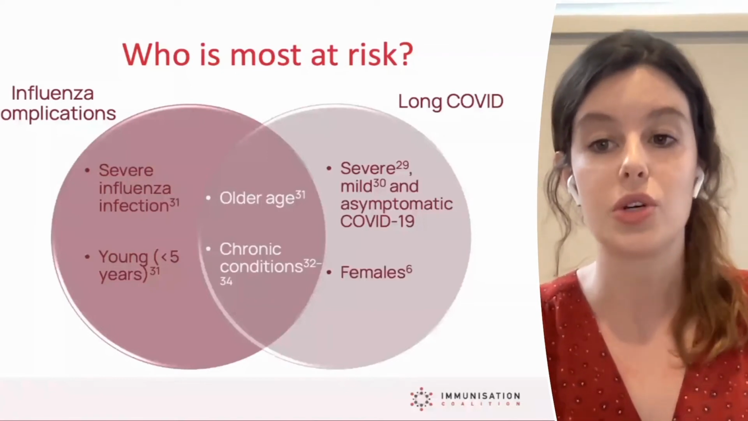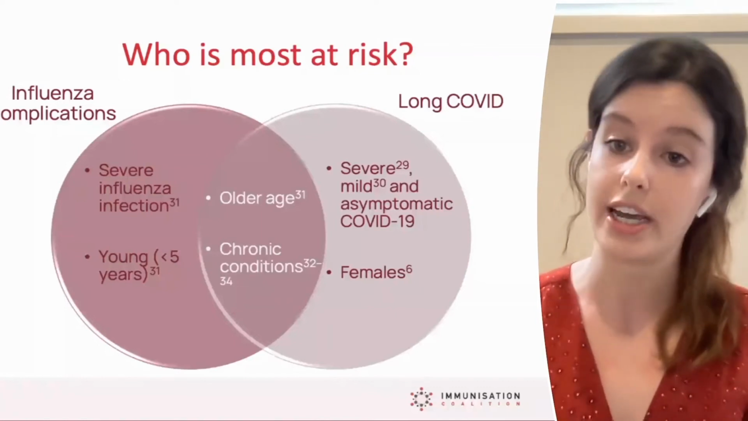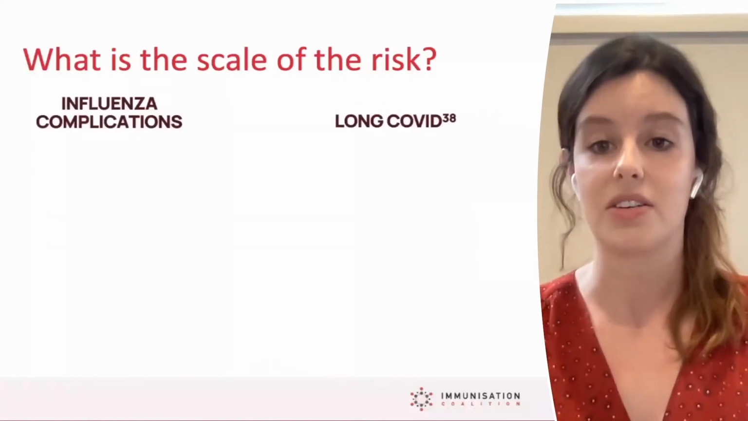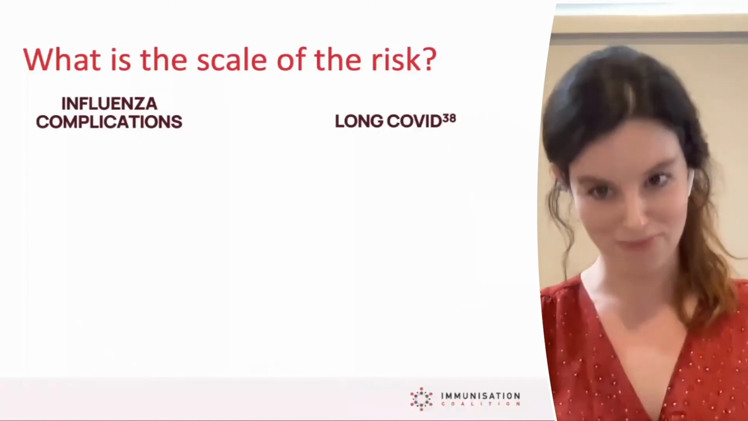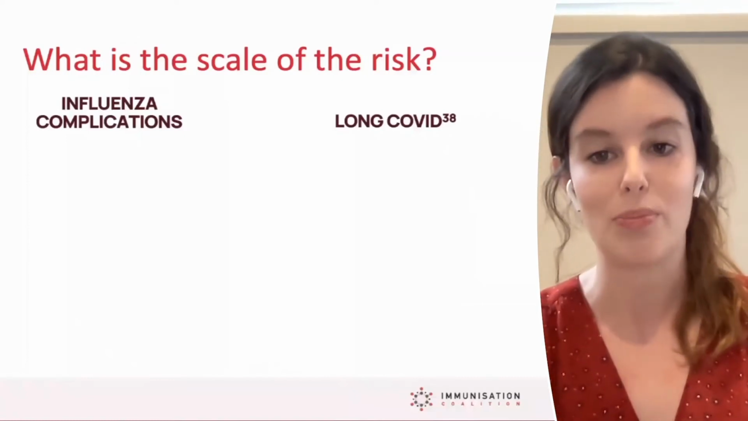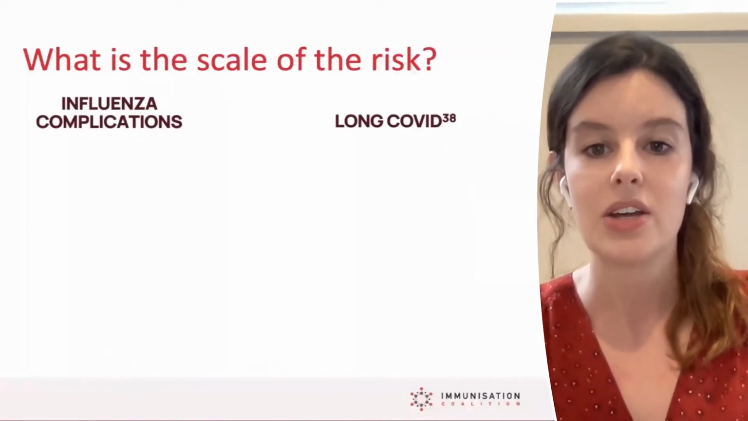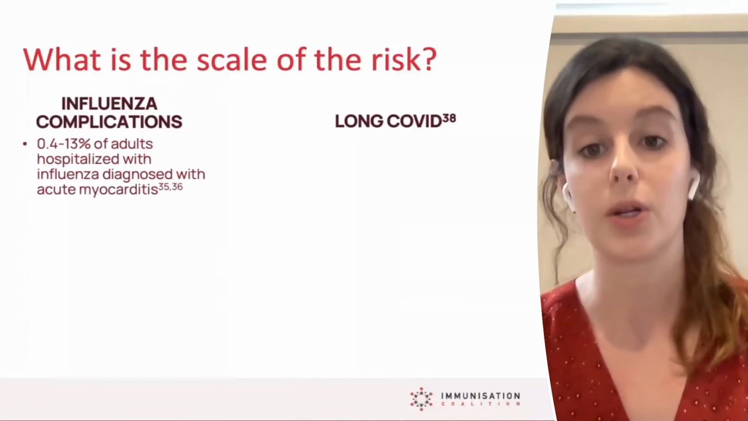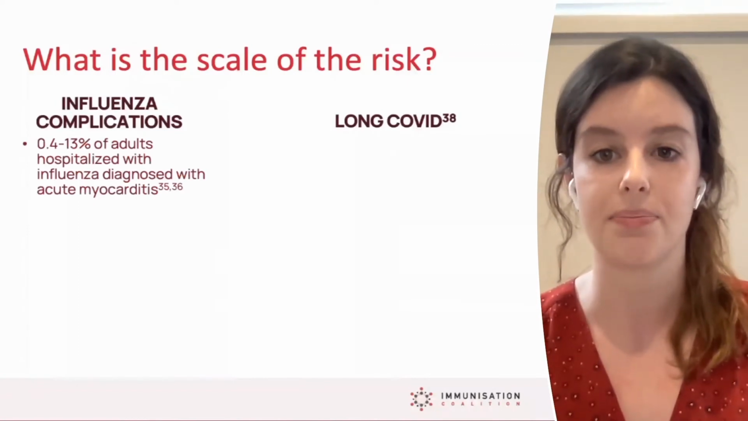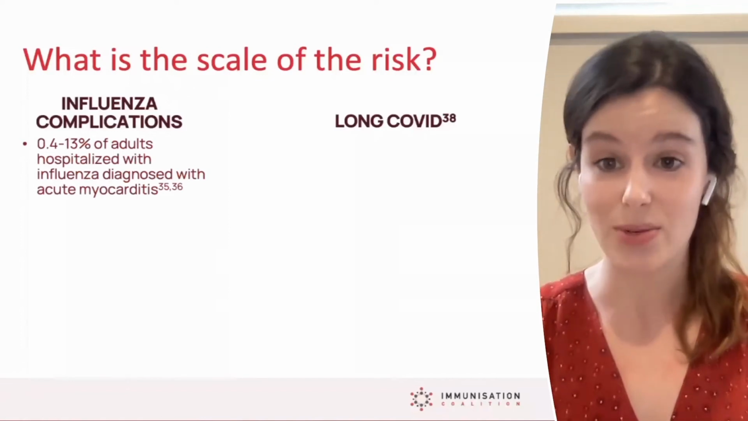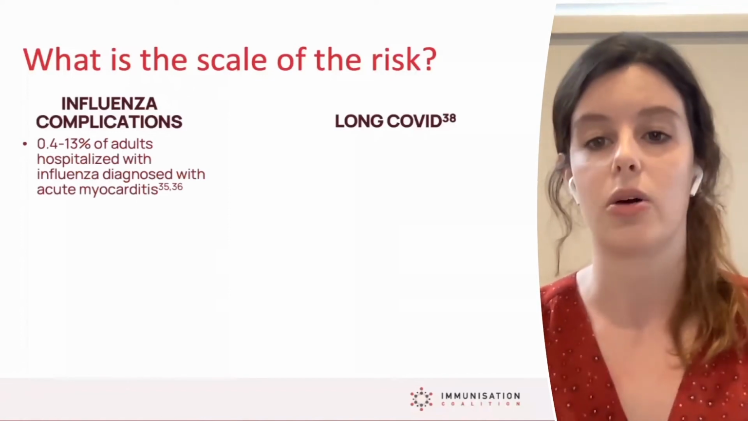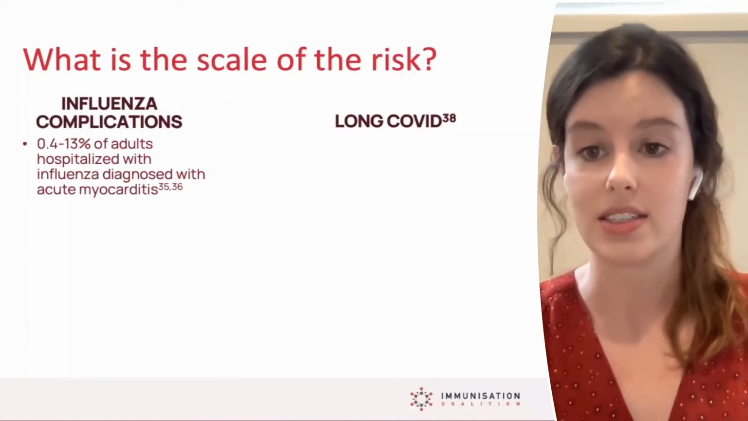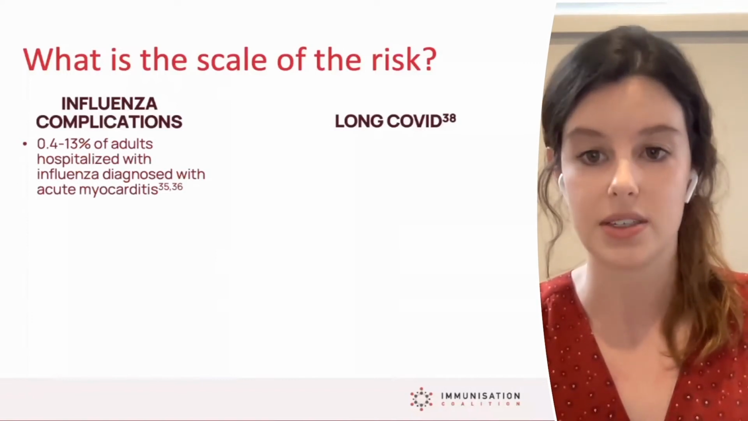Of course, we have to acknowledge the huge difference in scale of who's affected by these complications, simply as a function of how many people are affected by COVID-19 at the moment in comparison to influenza. And we're going to be making some sweeping assumptions here, but these are just very broad estimates to paint a picture. So acute myocarditis from influenza is clinically diagnosed in 0.4 to 13% of hospitalized adult patients with documented influenza. Now, it's likely that those hospitalized with influenza may be older and more prone to cardiac complications than the general population. But for our calculations, let's just assume the worst case scenario of 13%, so we don't underestimate the risk.